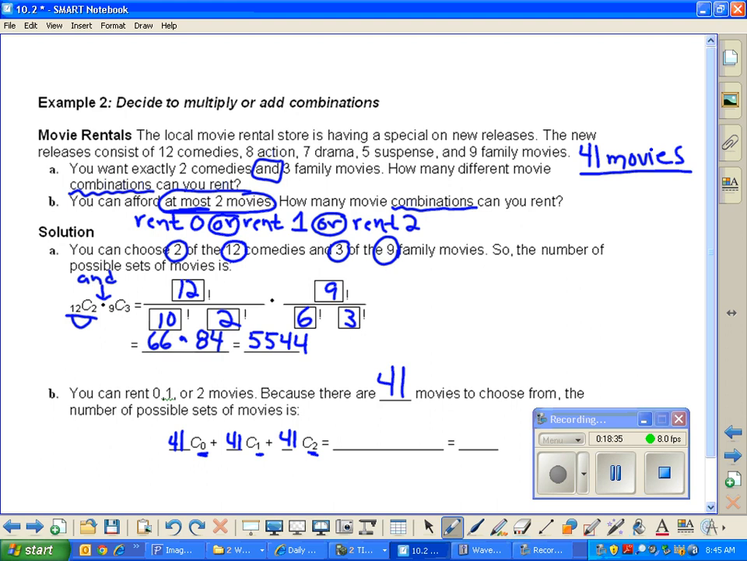Well, 41C0, we talked about that, that's just 1. And then if you're choosing 1 of the 41, that's going to be 41 movies. And then to choose 2 of the 41, the different ways to choose 2, 41C2, in my calculator, that would yield 820. So notice I'm also adding these together because this was an or problem in disguise. So that's where those plus signs come from. So I added those things together and we get 862 movie combinations to choose from.